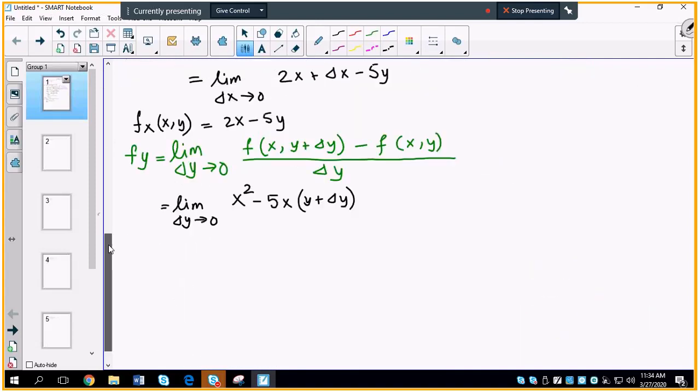But this time we have to be careful as y is changed to y plus delta y. So this portion is f of x comma y plus delta y. As usual, I'm going to write down the f of x y term, which is subtracted. So that is x squared minus 5xy, and then plus y squared. And all of that is over delta y.